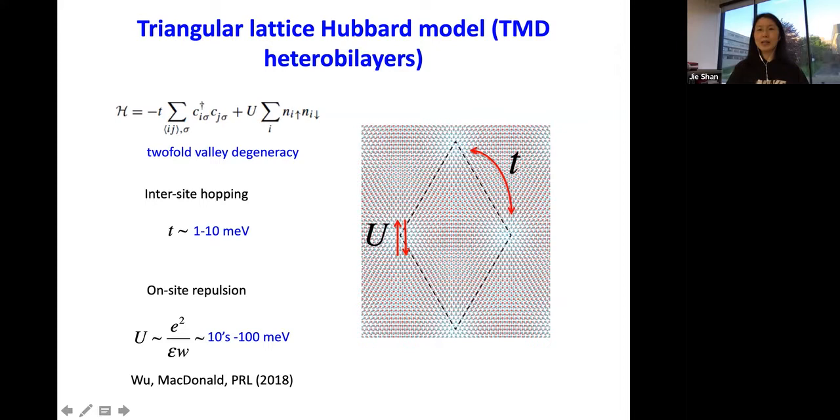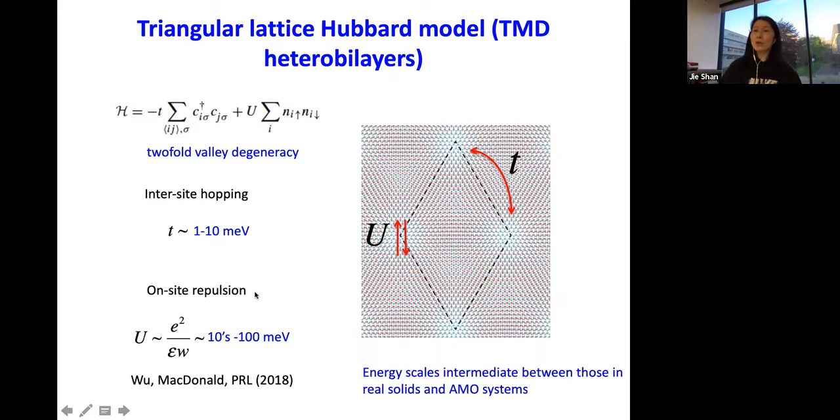It's very sensitive to the twist angle. For small twist angle, you have large period, then you have small t, and for a large twist angle, you have large hopping. The on-site Coulomb repulsion is determined by how you can confine the electron wave function. For typical values of moiré potential, the Wannier function size is on the order of 1 to 2 nanometers, and that gives you on-site repulsion on the order of 10 to 100 meV. So those energy scales are intermediate between those in real solids and in cold atom systems.